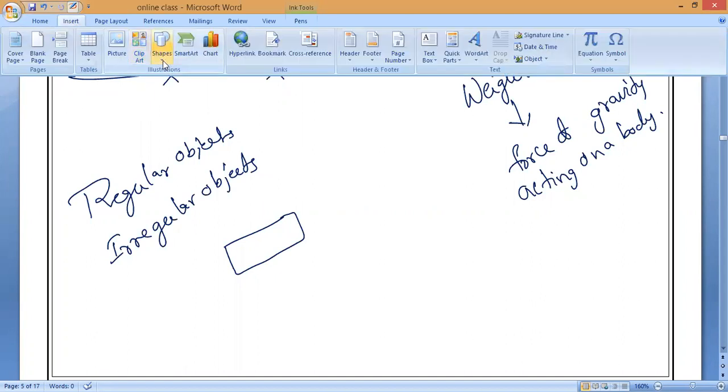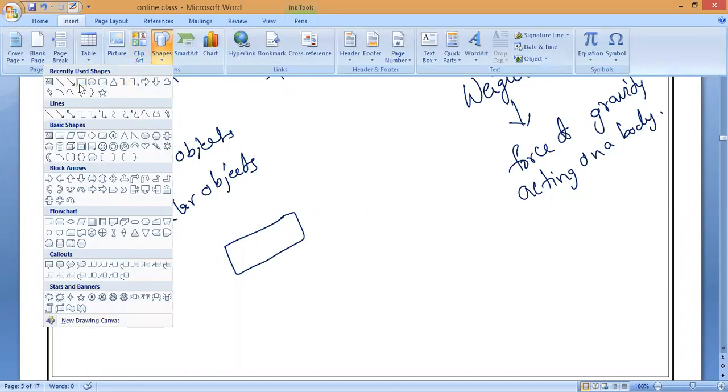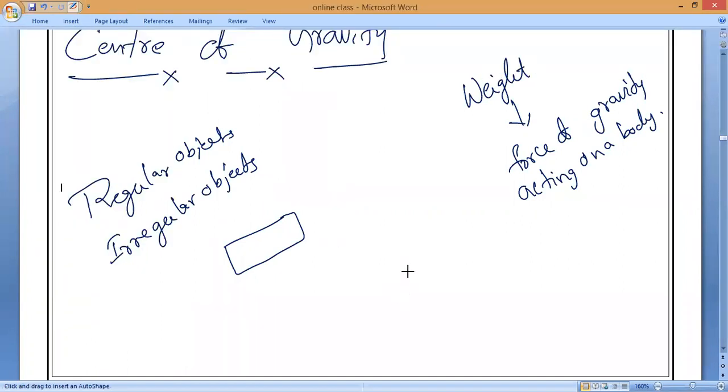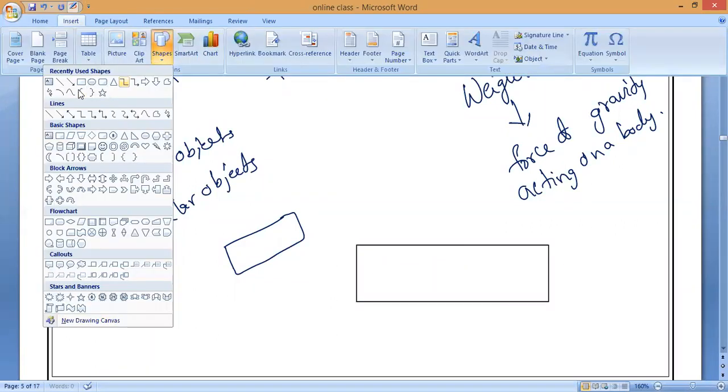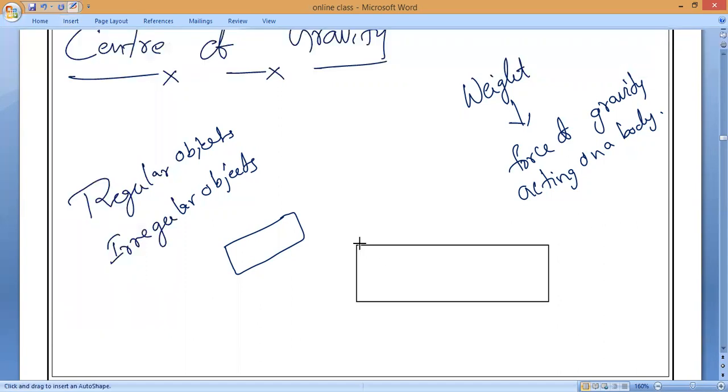It is a regular shape, correct? So for a regular shape, what is the center of gravity? You can make the intersection lines. Wherever they intersect, exactly at the middle, what is that called? Center of gravity. Understanding?